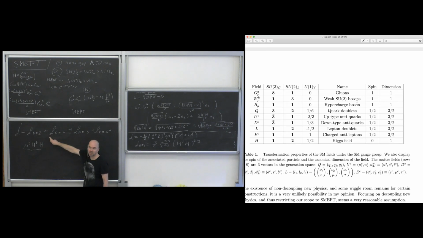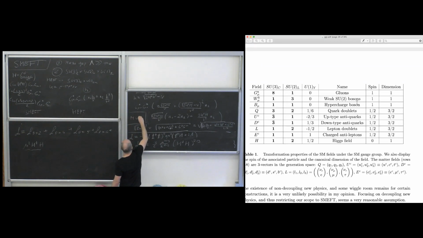So at dimension 3, we have nothing in the standard model. We cannot build a dimension 3 term from this spectrum. It's not a law of nature. If we had right-handed neutrinos, we could write a dimension three operator like that, because fermions have dimension three half, so this has dimension three. And we can do it here because the right-handed neutrinos are singlets. But we don't have it in this theory, so we don't have any dimension three operator. So then we move to dimension four.